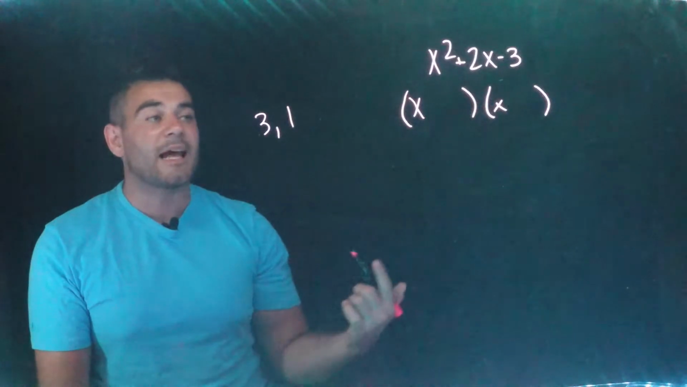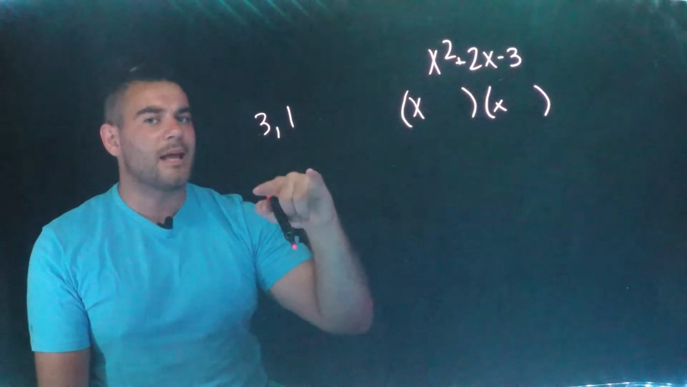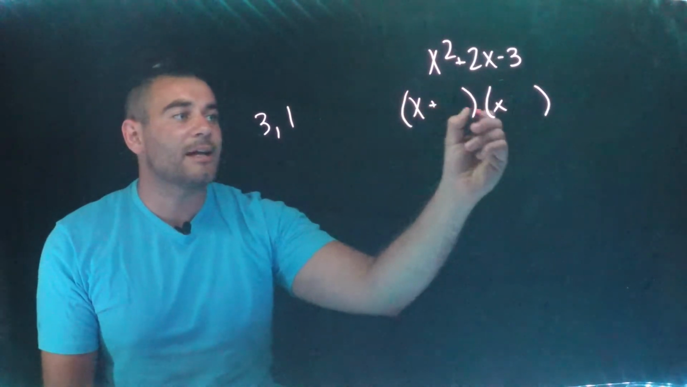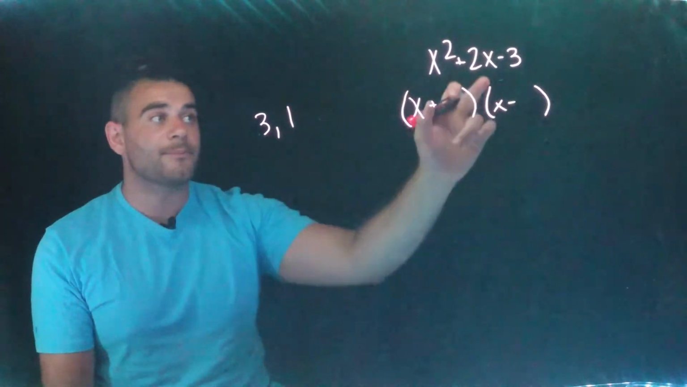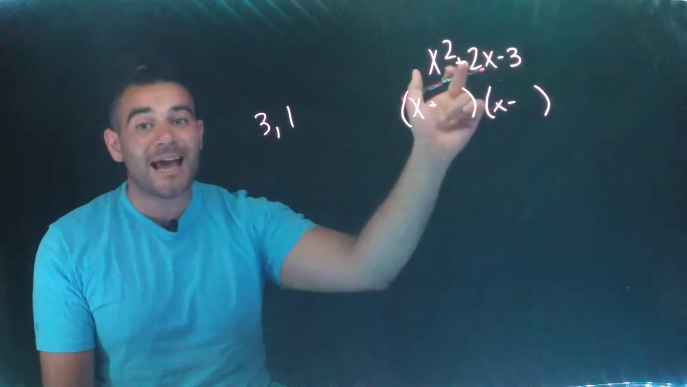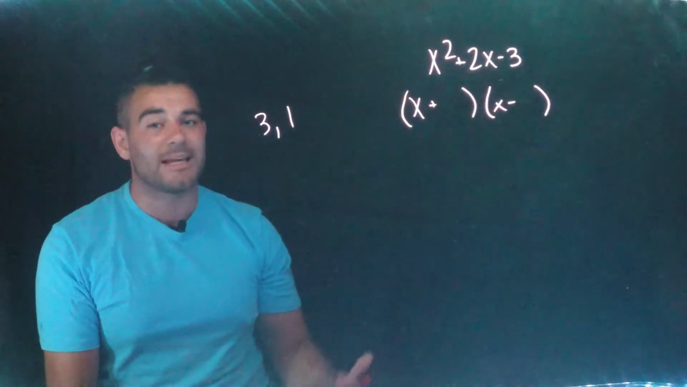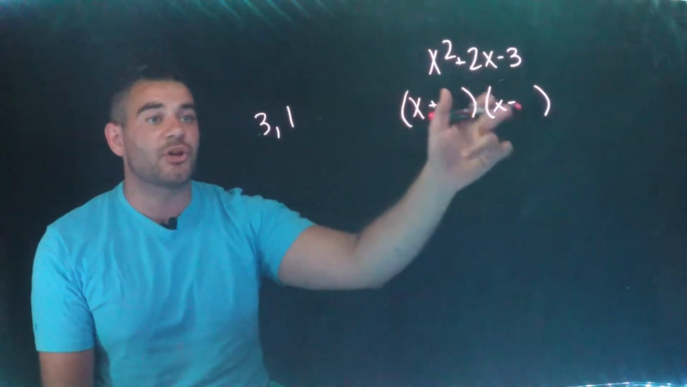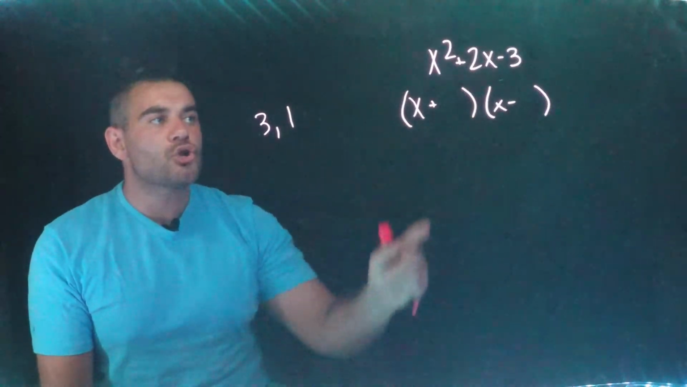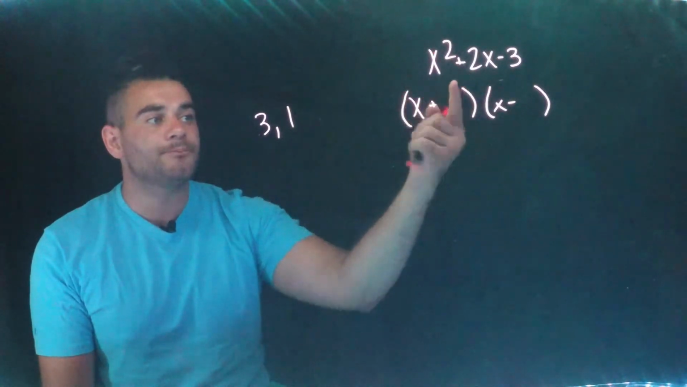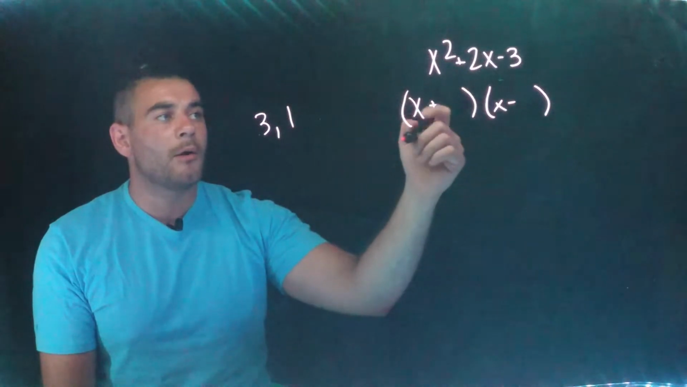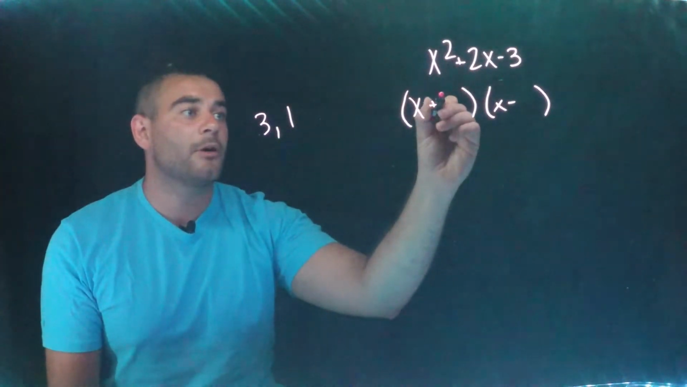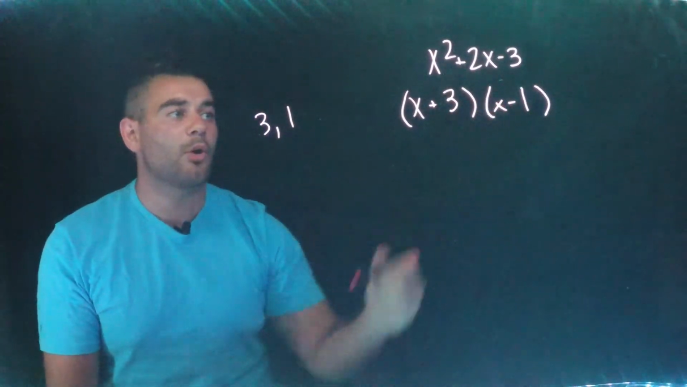Now the thing is, I have to figure out, well, is it negative and positive, or is it positive and then negative, right? So I know that inside here I'll have a plus and a minus because my C value has a negative there. But I look to the B term to figure out where the 3 is going and where the 1 is going. So how am I going to get a positive 2? Well, it's pretty simple. I'm going to pick the bigger number to be positive. 3 is the bigger number, 1 is the smaller number.